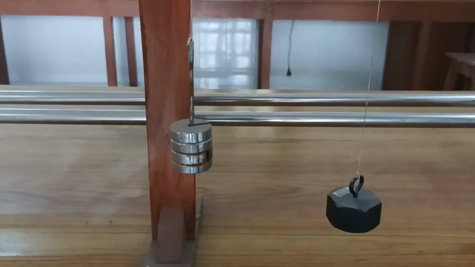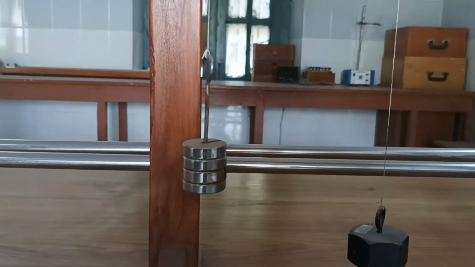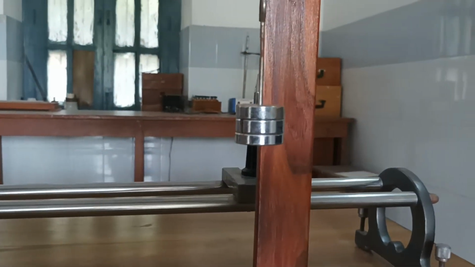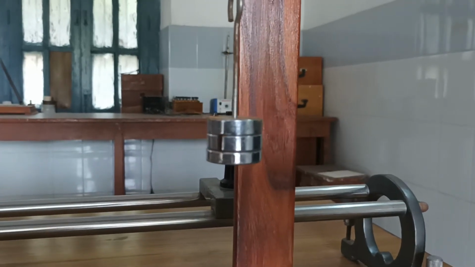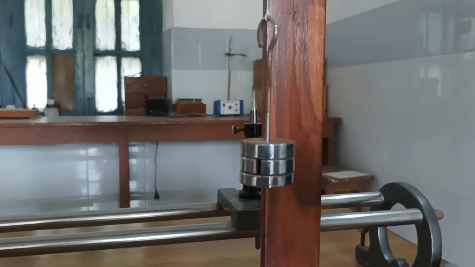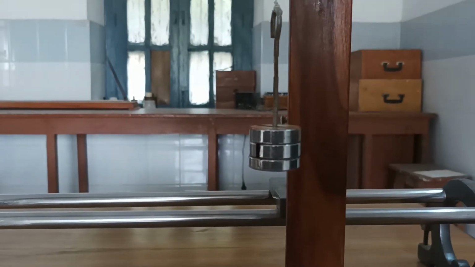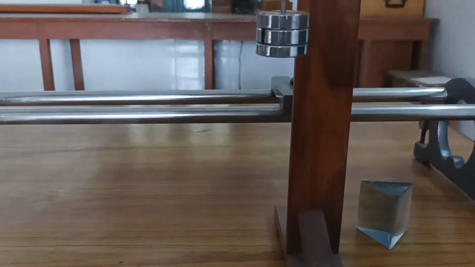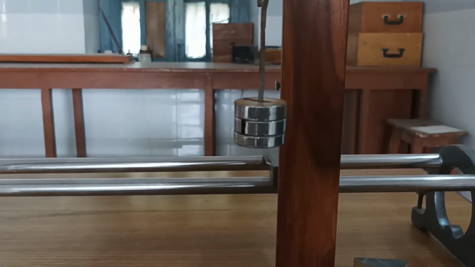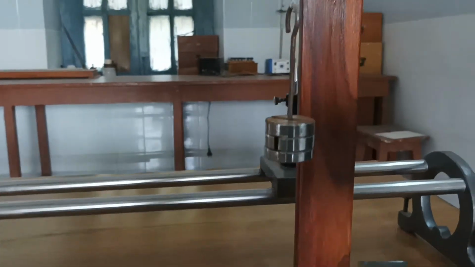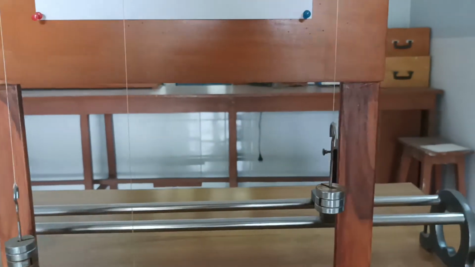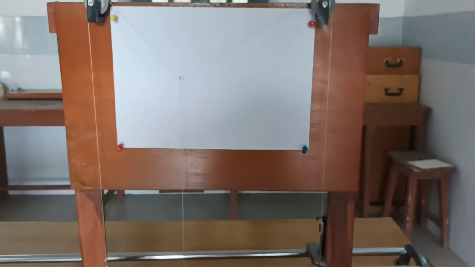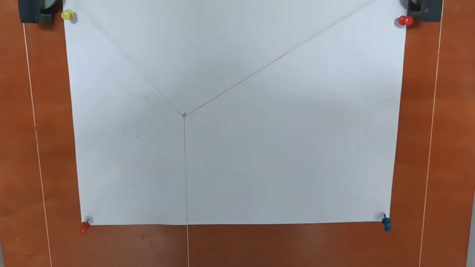For the first observation, we will use on the left side 4 weights, that is 200 gram, and on the right side 3 weights, that is 150 gram. We will keep increasing this 150 gram by 50 gram each. These are the additional weights with us. So we will have 3 readings: 150 gram, then 200 gram on both sides, and then we will increase once more to 250 gram, 200 and 250 gram, another observation. In this way we will complete the observations here.